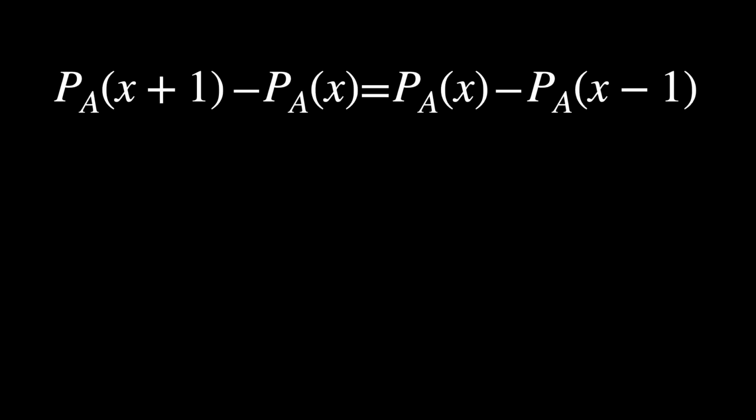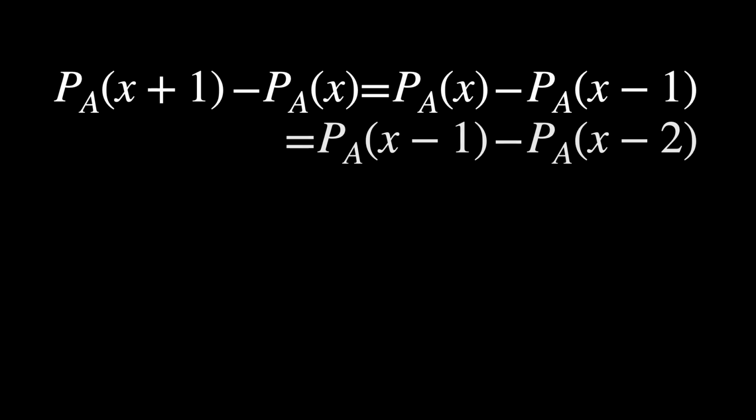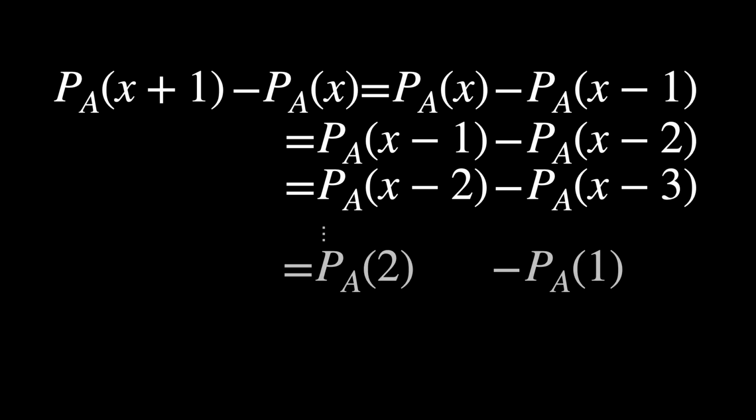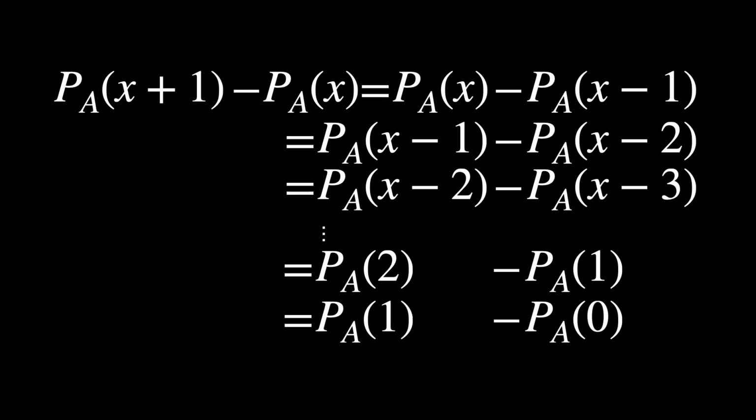Do you see the pattern here? If we follow it, we will see that this equation also equals PA(x-1) minus PA(x-2). Let's do it again, and again until PA1. Ultimately, this equation is equal to PA1 minus PA0. Since the differences between all the elements are the same, this is clearly an arithmetic sequence.